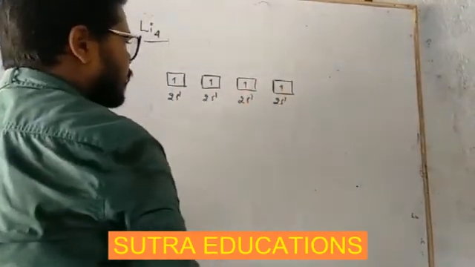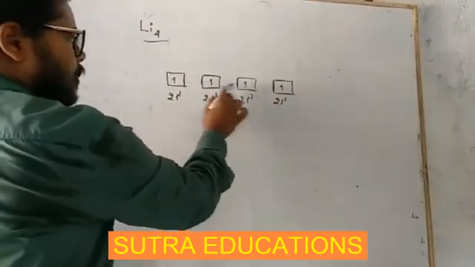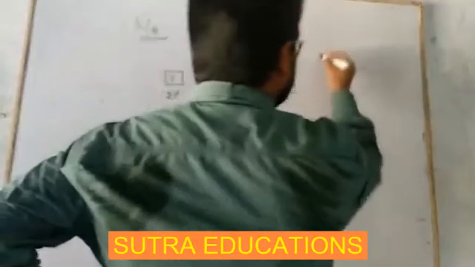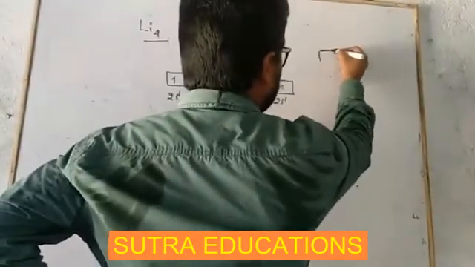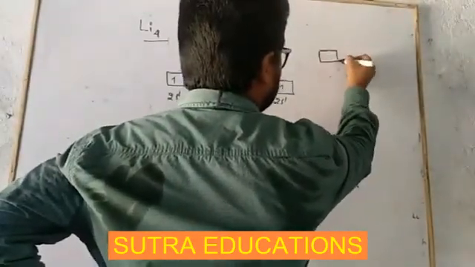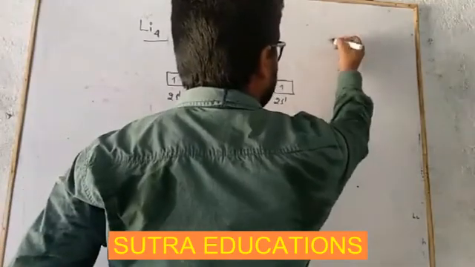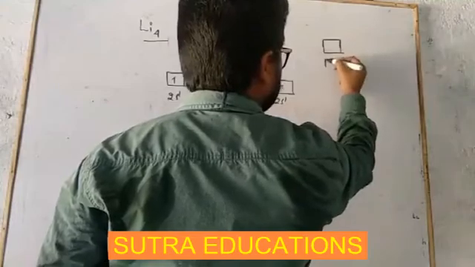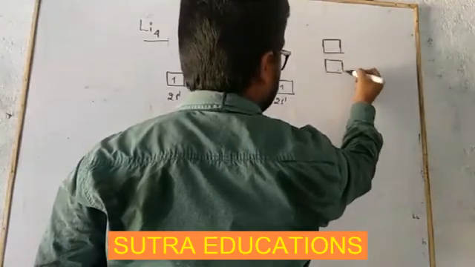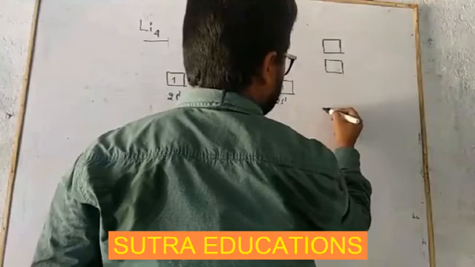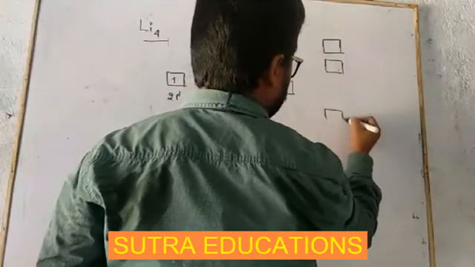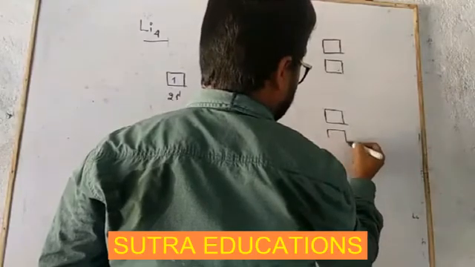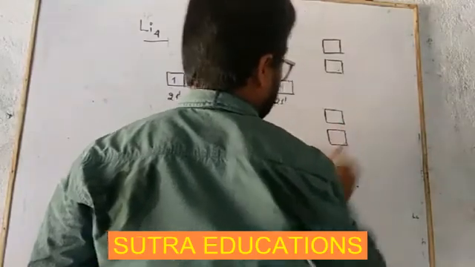So what will happen? 4 atomic orbitals are present, means 4 molecular orbitals will be formed. So 2 will be bonding and 2 will be anti-bonding. So this is one anti-bonding, other anti-bonding, this is bonding, and this is, sorry, bonding.